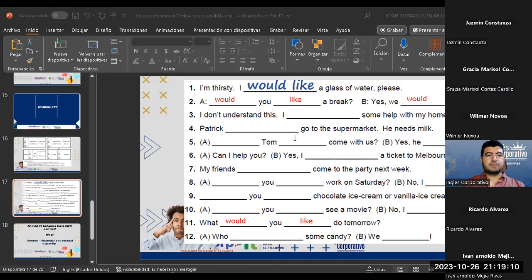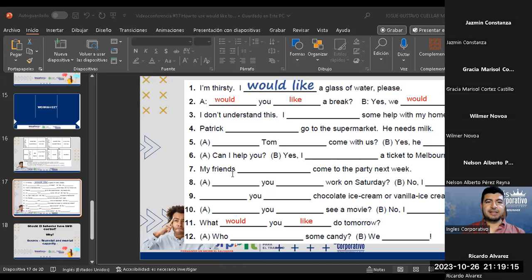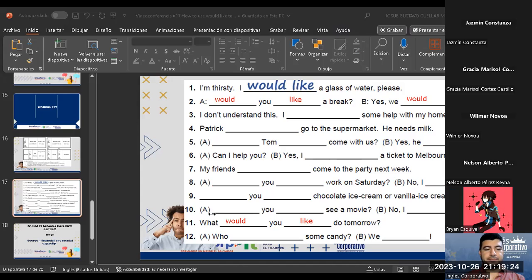Yo quería el número dos, pero ahí voy a intentar tener opciones. Number three. Oh, no. Number nine. Would you like chocolate ice cream or vanilla ice cream? Vanilla. Como Vanilla Ice, el rapero. Okay. Thanks. You're welcome. Thank you. Wilmer and Nelson.